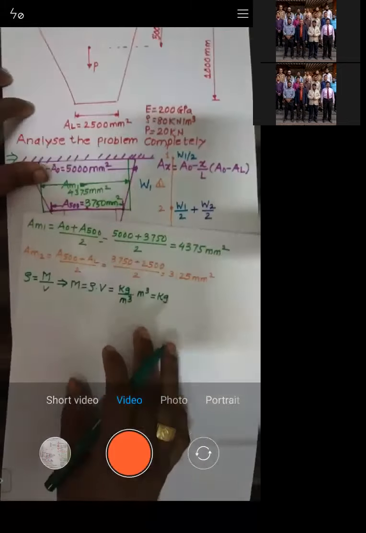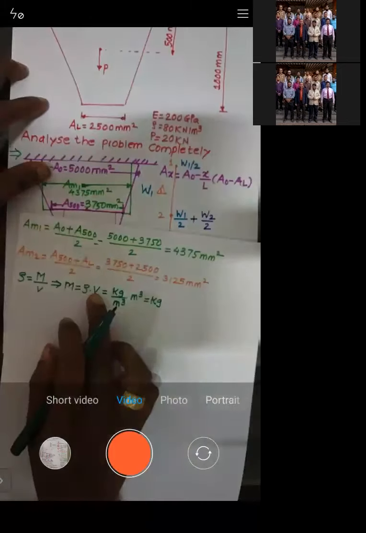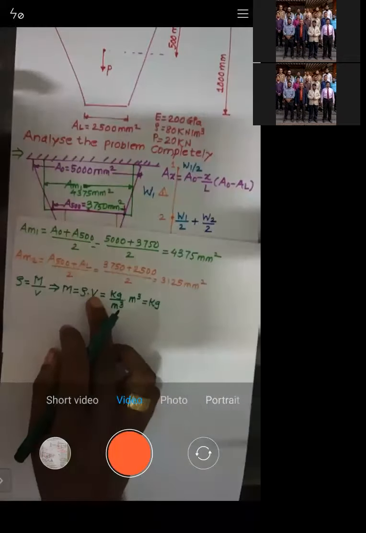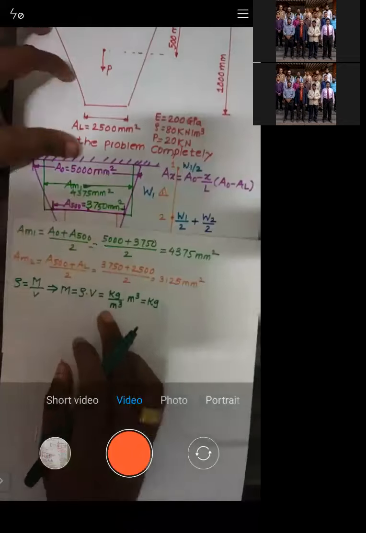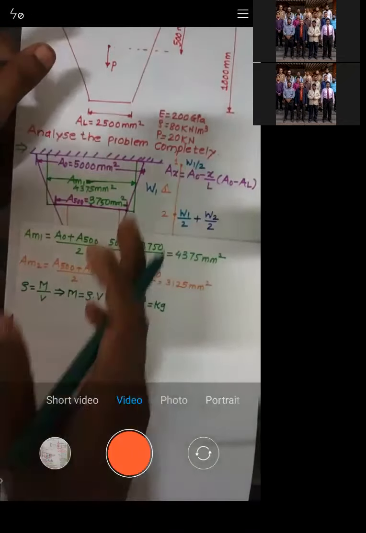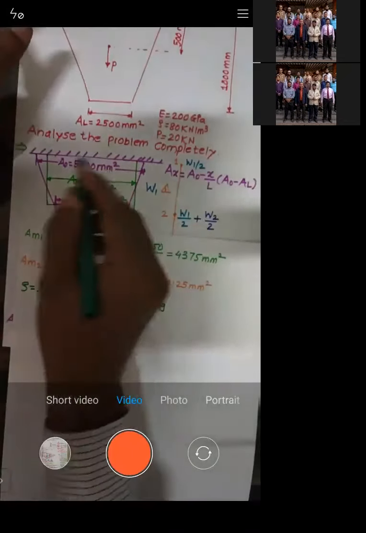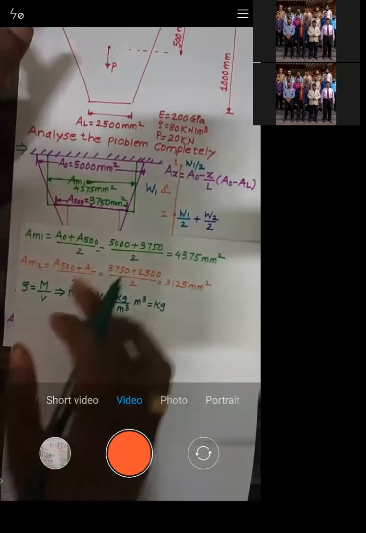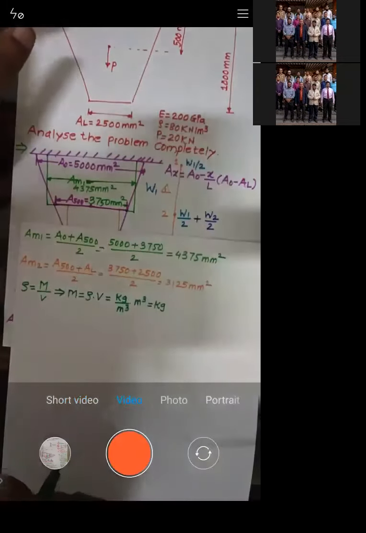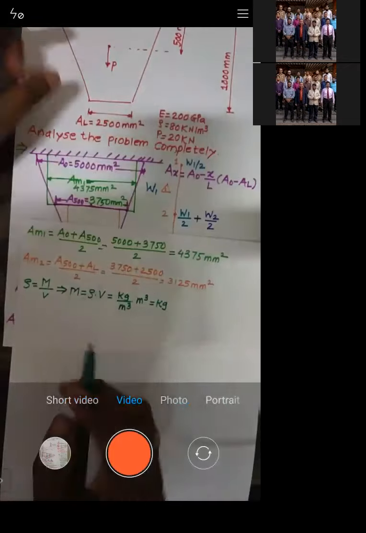Because ultimately, what is volume? It is nothing but area into length. Volume is nothing but area into length. So directly volume is not given. Based on the mean area that we have calculated, and whatever the length of the element is, from that we need to calculate volume.